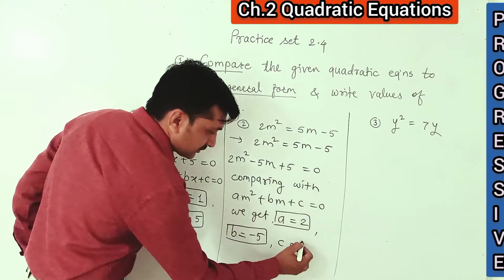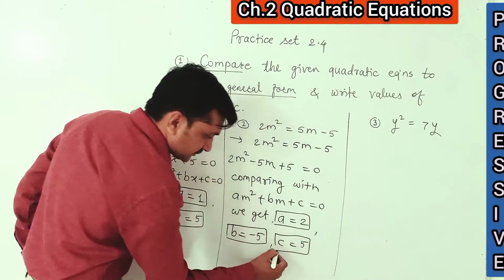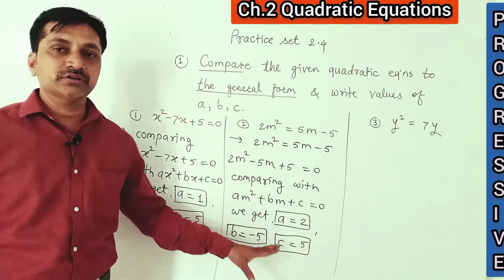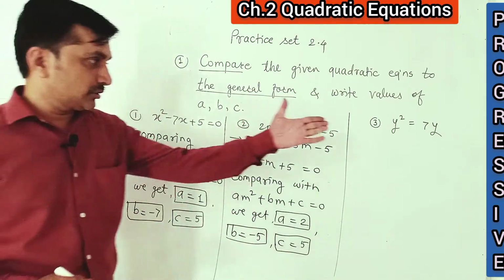C is the constant, plus 5. I write only 5. C here. Comparing with the general form, we get the ABC values. Third example is here.